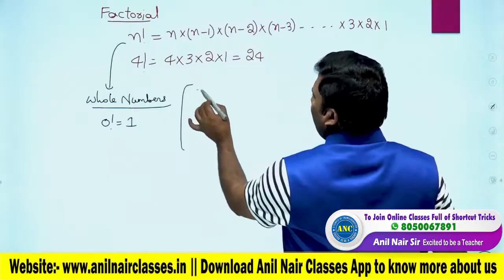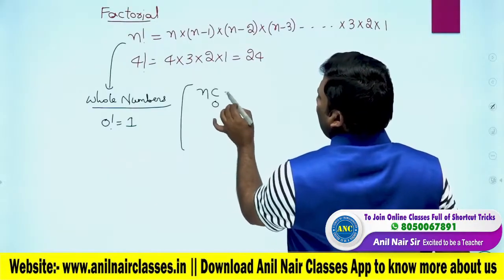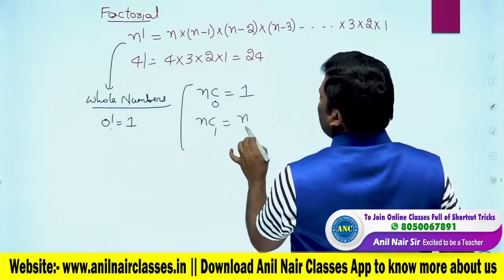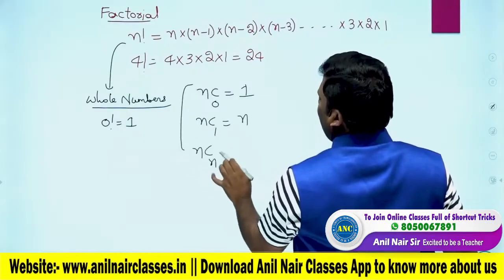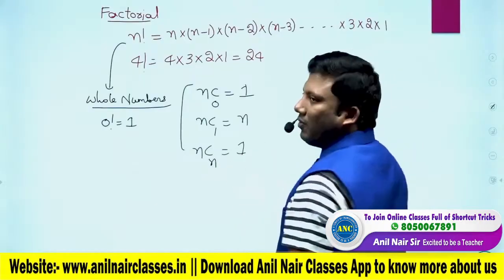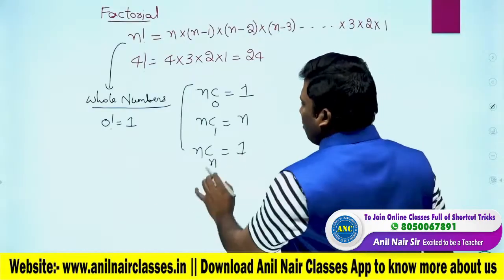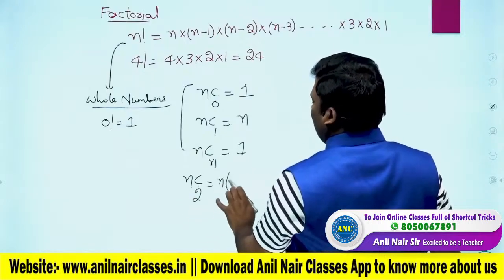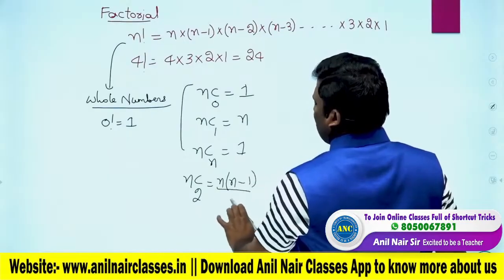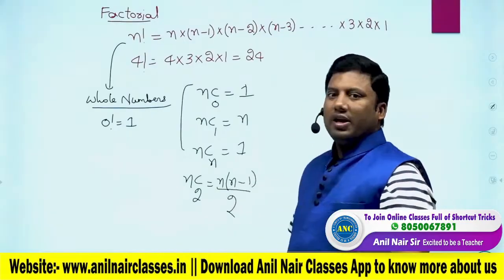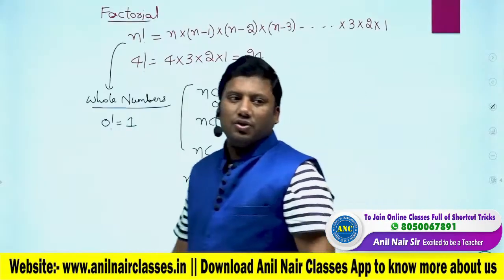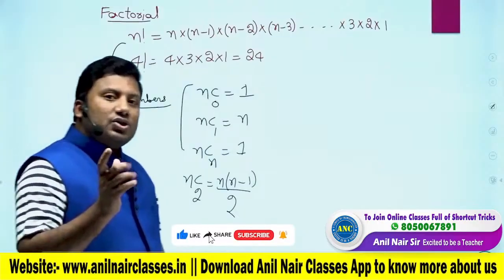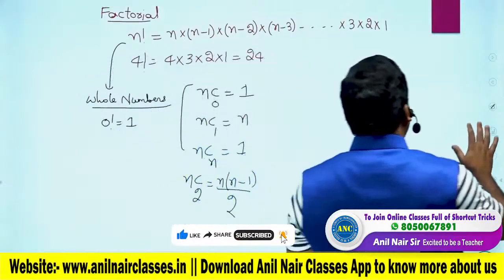Suppose there are 4 important identities related to nCr. nC0 is 1, nC1 is n, nCn is 1, and nC2 is n into n minus 1 by 2. You don't need to memorize anything.